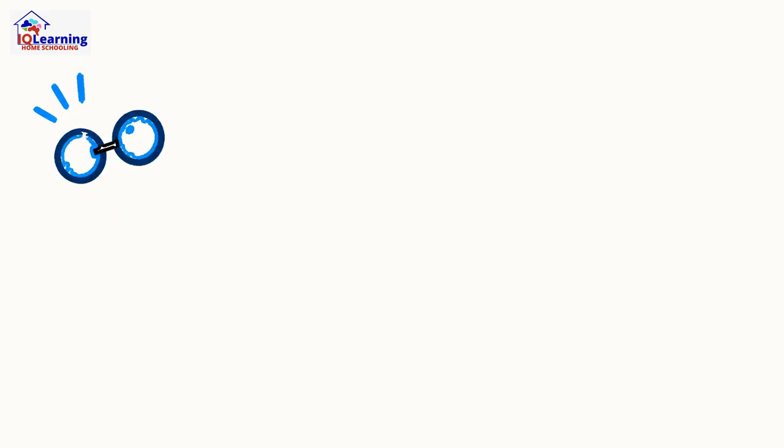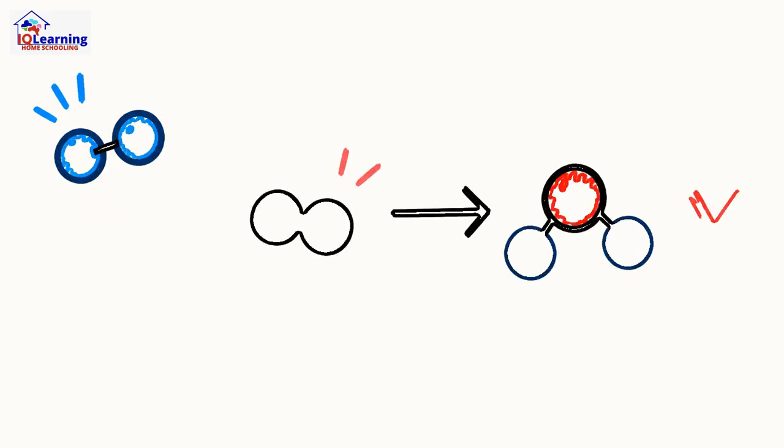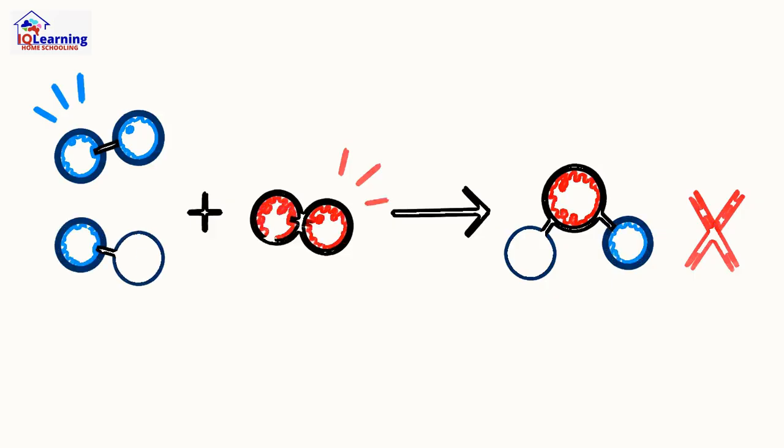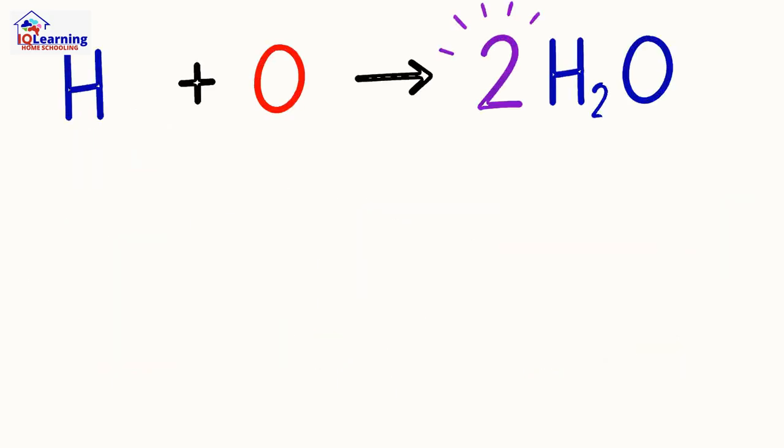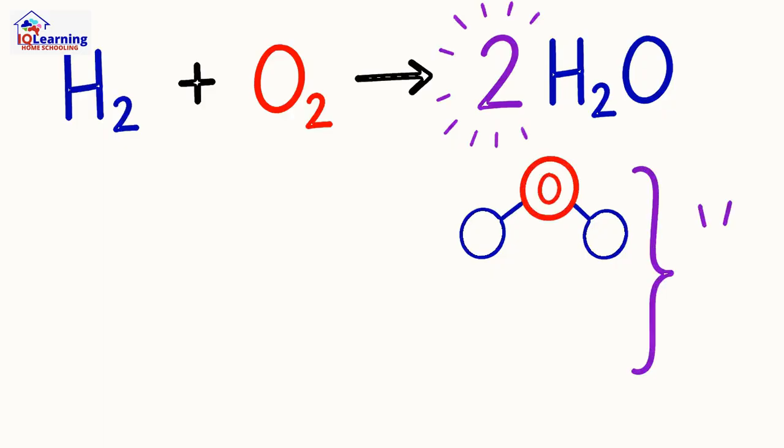Let's balance the creation of water. H2 plus O2 yields H2O. On the left, we have 2 oxygen atoms, but on the right, only 1. So let's put a coefficient of 2 in front of the H2O. Now we have 2 waters.